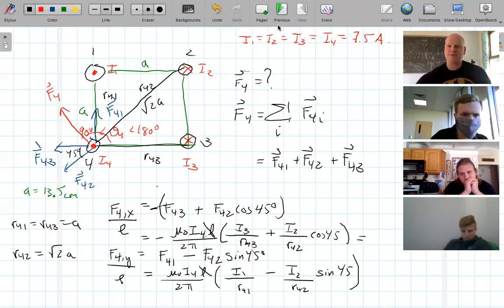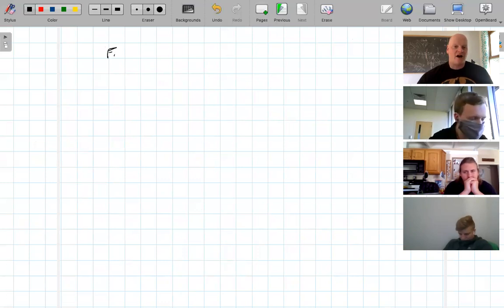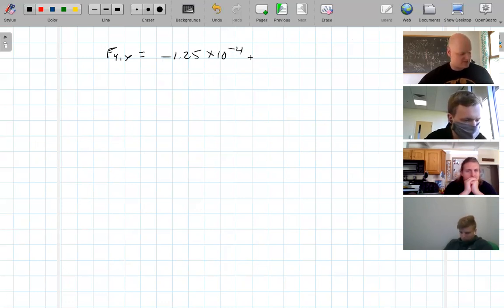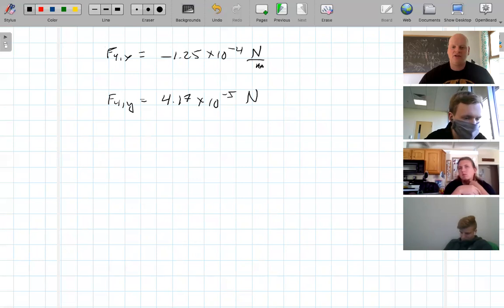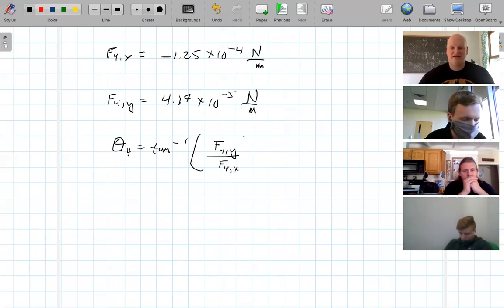What I get in this case then is, let me switch to another page real quick. So we get the x component is then equal to negative 1.25 times 10 to the minus 4. And this has units of newtons per meter. And then we find that F4y is then equal to 4.17 times 10 to the minus 5 newtons per meter, which means the angle then, theta 4, is the inverse tangent of these guys. So again, an F4y divided by an F4x, which works out to be like 166 degrees, somewhere around there. I have it written on the slide.